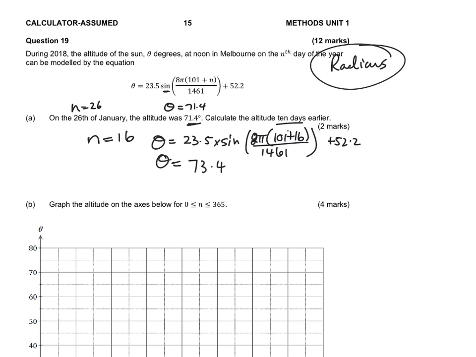So that's the degrees. Now, even this is finding degrees. This is in radians when we do the calculations. A bit confusing. Graph the altitude below.